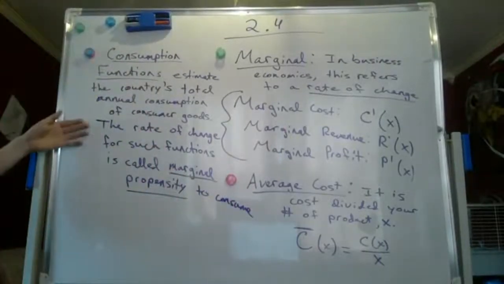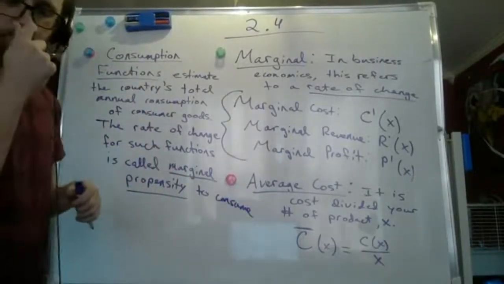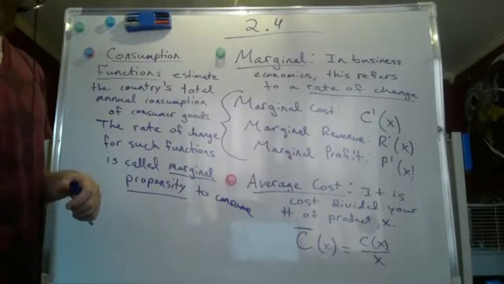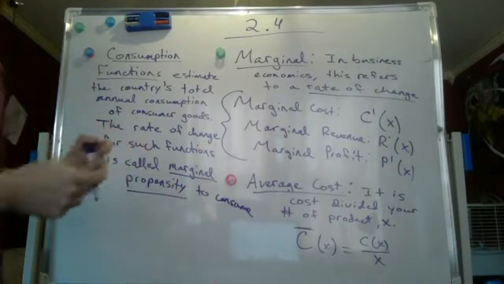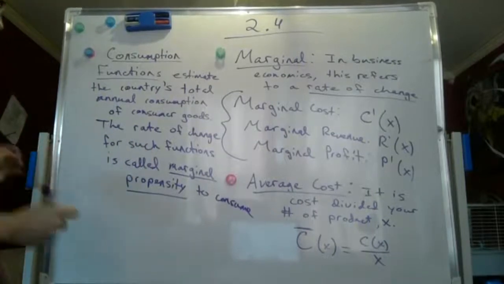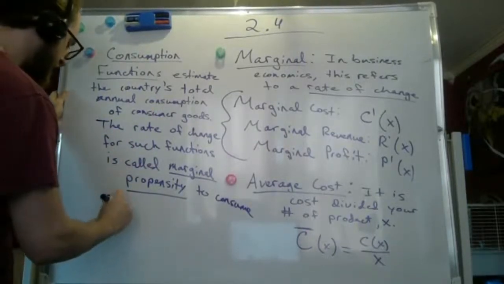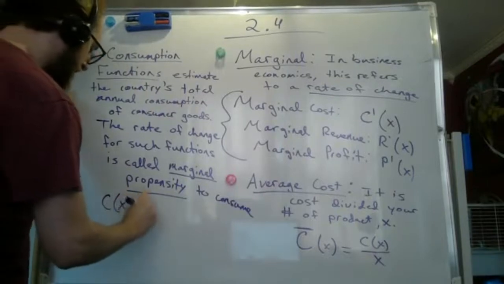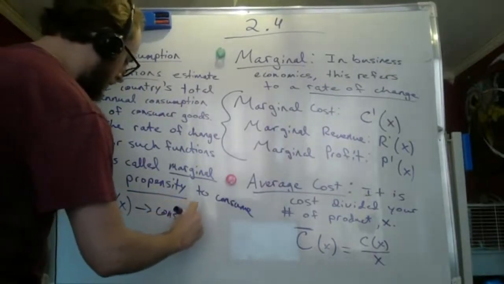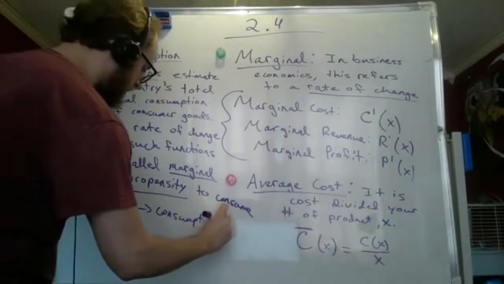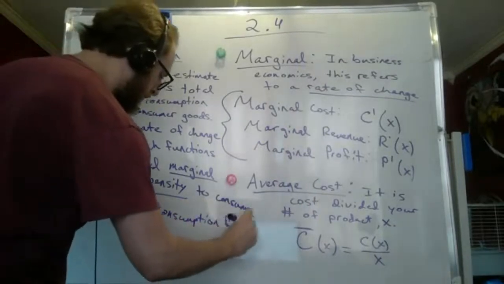So there you have it, consumption functions. And then the last thing we want to talk about is, so this consumption function we can write as C of x, for the consumption function.